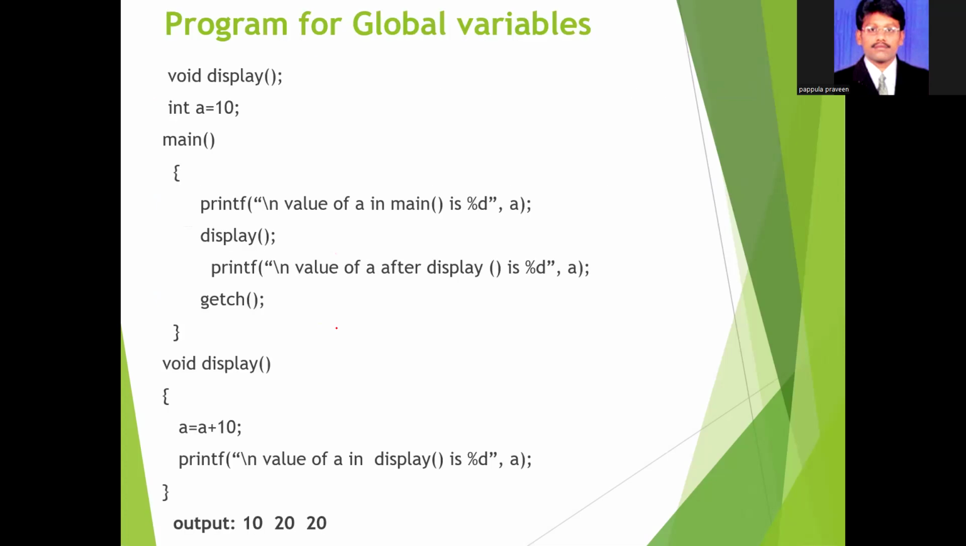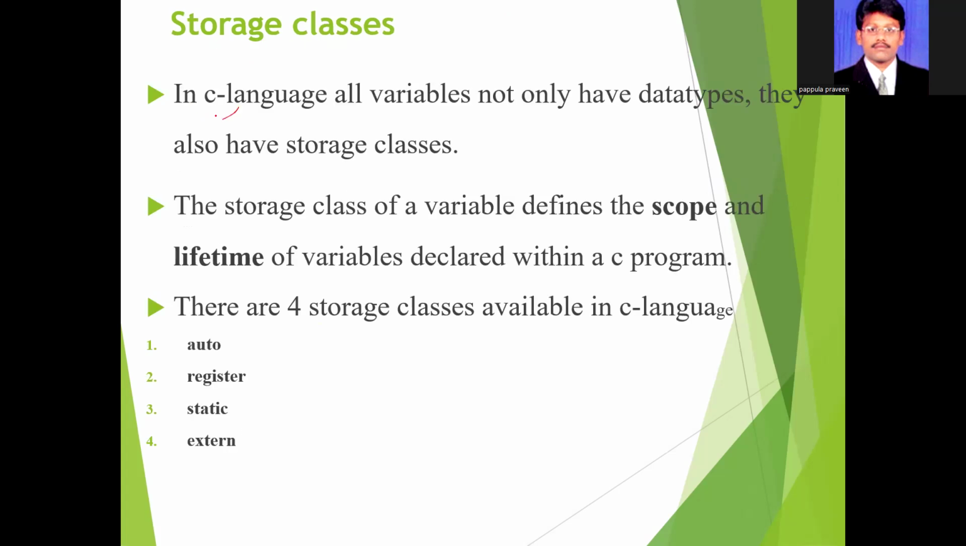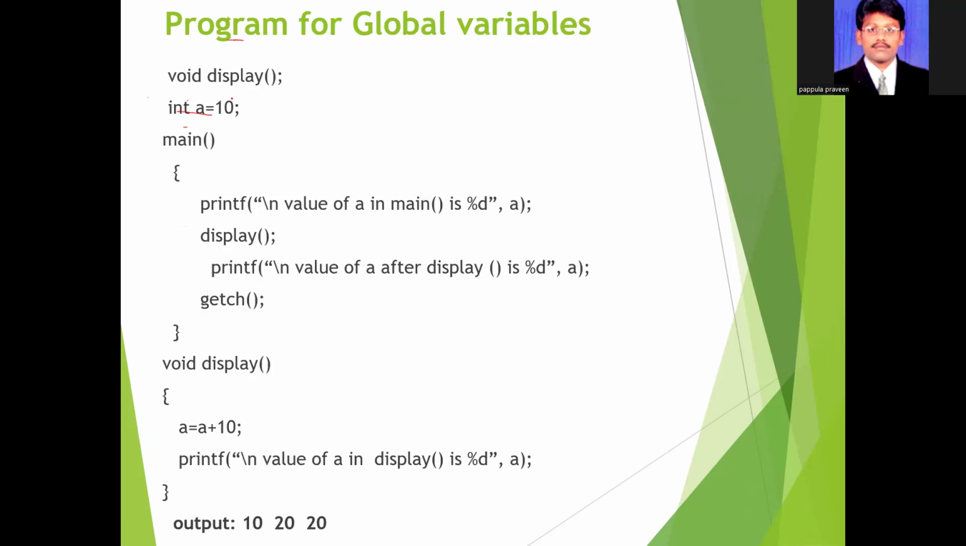Now coming to the example. We have a prototype, that is display, and before this display you have #include <stdio.h> and int a = 10. Observe. You declared a variable here, so this will display 10.